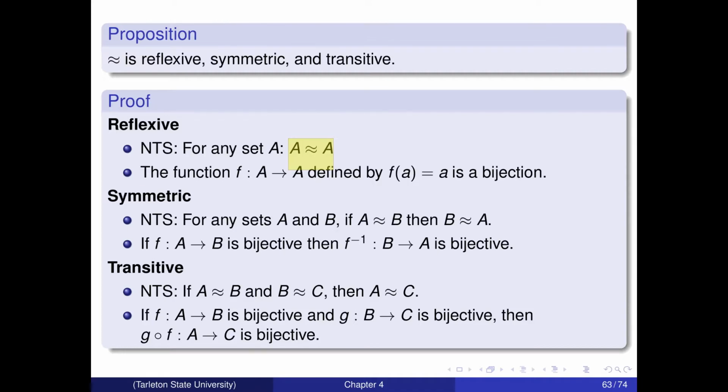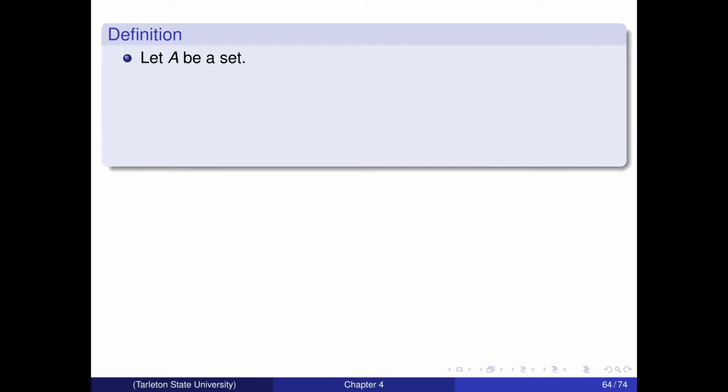So now that we have demonstrated that we can create a concept of cardinality for infinite sets, we are now prepared to explore one of the most fundamental concepts in advanced mathematics, which is the idea of countable infinity versus uncountable infinity. And that's what this definition is going to do. So this definition says let A be a set.